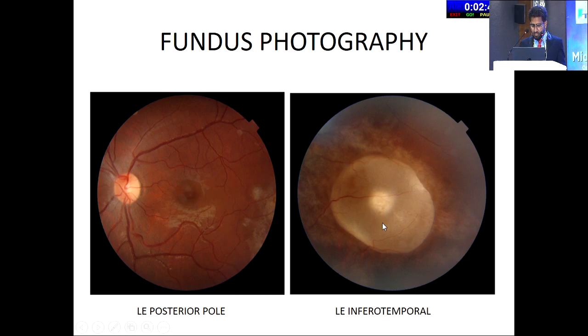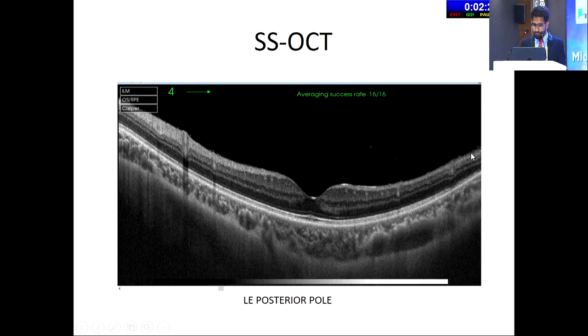This is showing in the inferotemporal quadrant a yellowish white lesion with overlying retinal vessels, with a white dense opacity in the center of the cyst, that indicates a scolex-like lesion. Surrounding the cyst, whitish pigmentary changes are there.